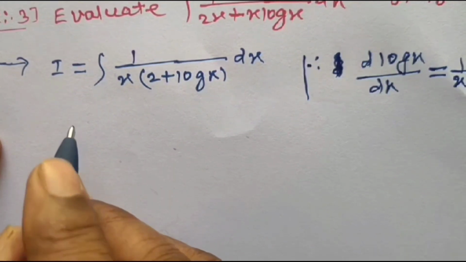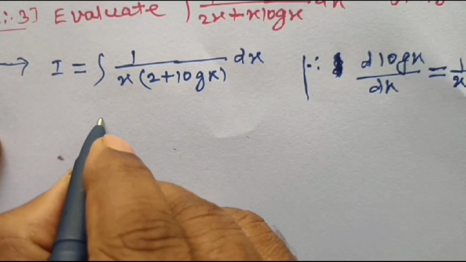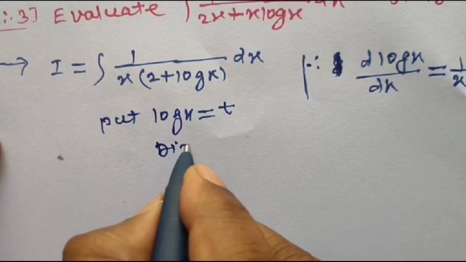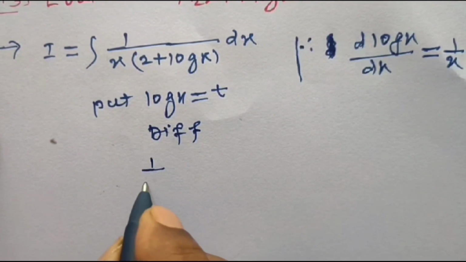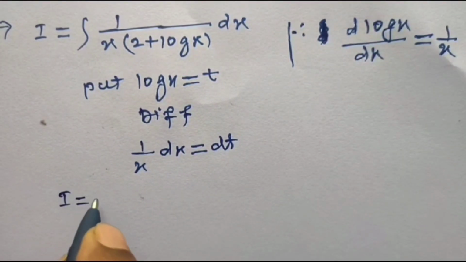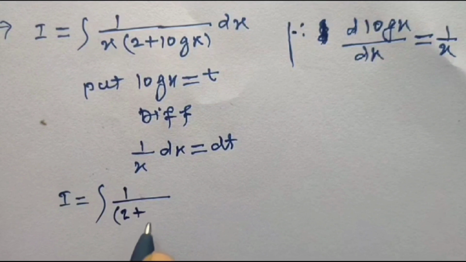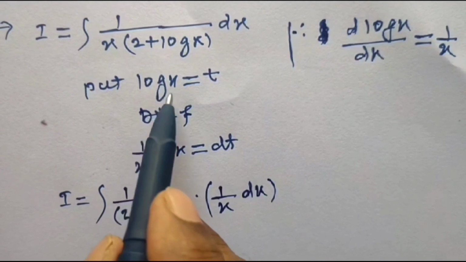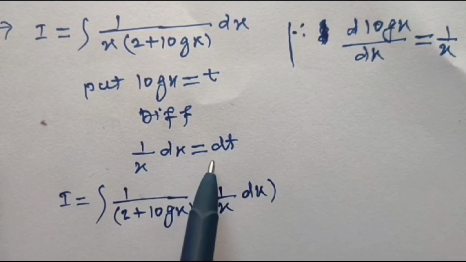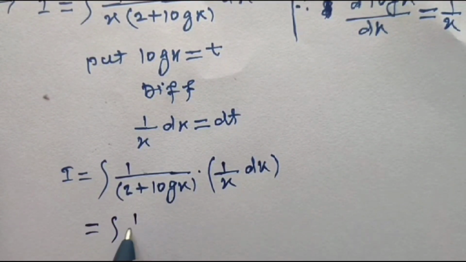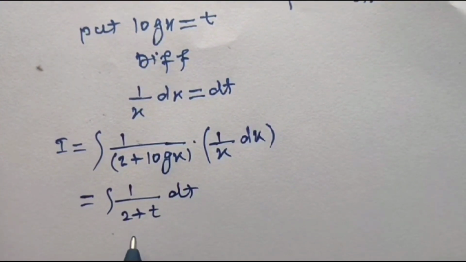So here also we have to use substitution. Put log x is equal to t. Then differentiate this. We will get 1 upon x dx is equal to dt. Now I is equal to integral of 1 upon 2 plus log x into bracket 1 upon x dx. And from this, you have to replace log x by t and 1 upon x dx by dt. So I is equal to integral of 1 upon 2 plus t, and 1 upon x dx is equal to dt. 2 plus t is a linear polynomial.